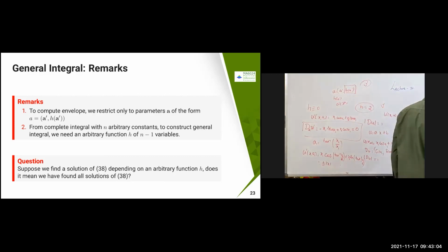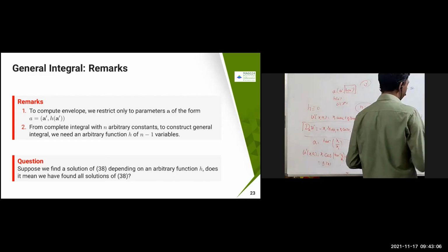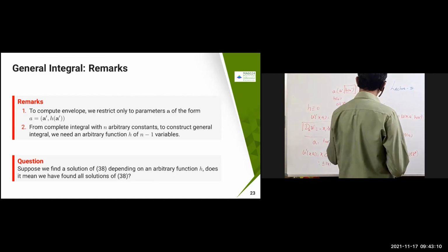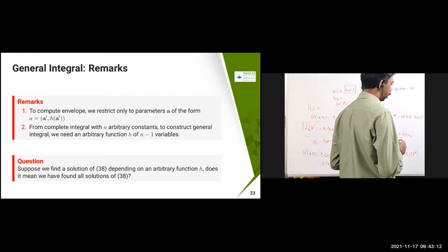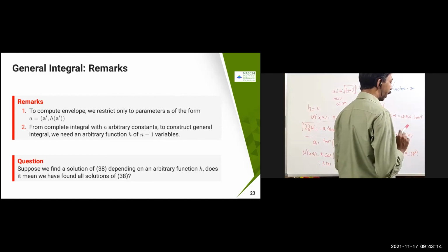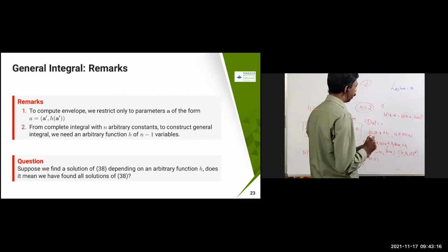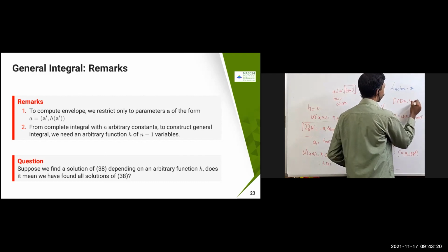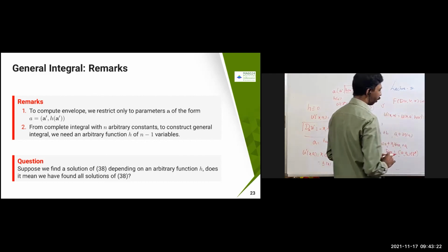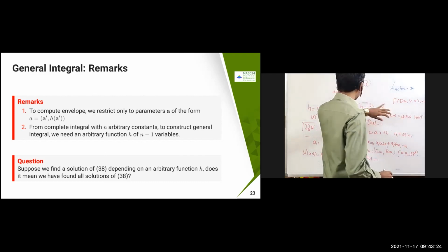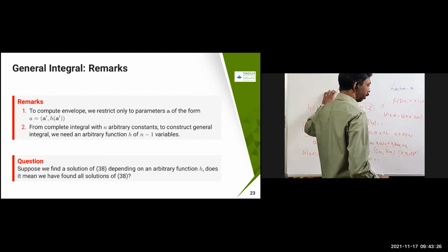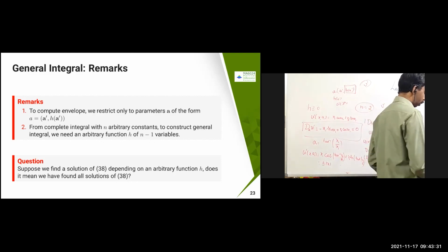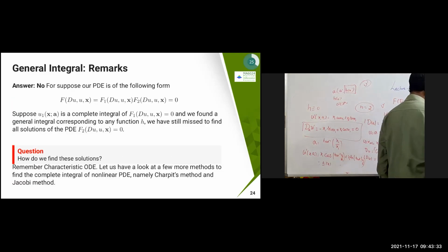The next question: suppose you found the complete integral for equation 38. Now you found the envelope also, and the general integral. Suppose we find a solution of 38, meaning the equation f of du comma u comma x equal to 0, depending on an arbitrary function kach. Does it mean you found all solutions? The answer is no.